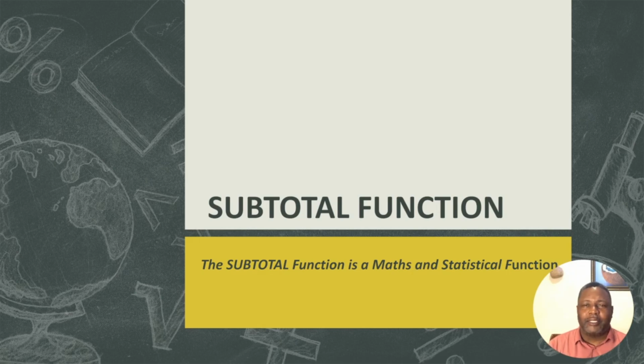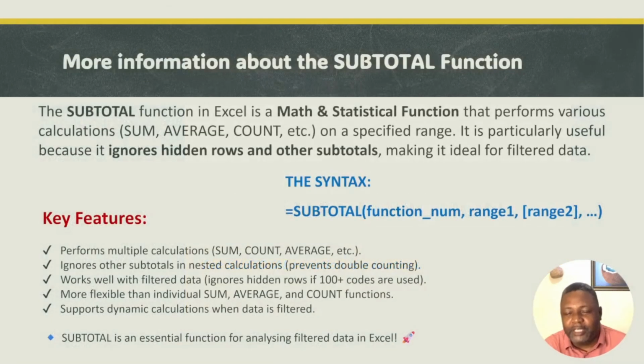Now let's look at this function. It's called the subtotal function. The subtotal function is a maths and statistical function. And what do we use this for? We use it to perform various calculations such as the sum of values, average or count, and then of course on a specific range of values. Now, it is particularly useful because it ignores hidden rows and other subtotals, making it ideal for filtered data.